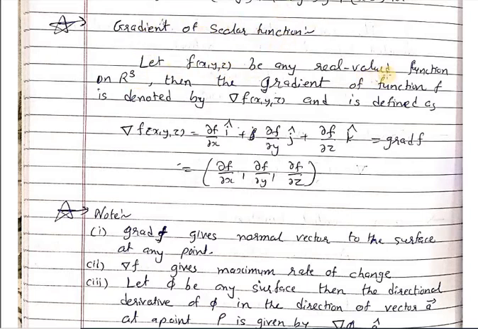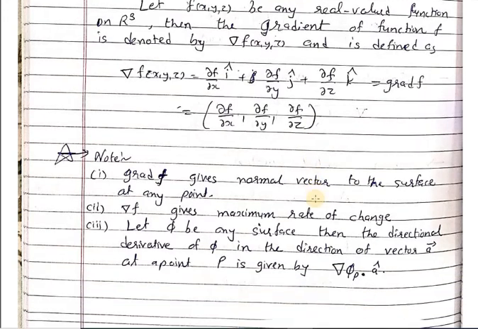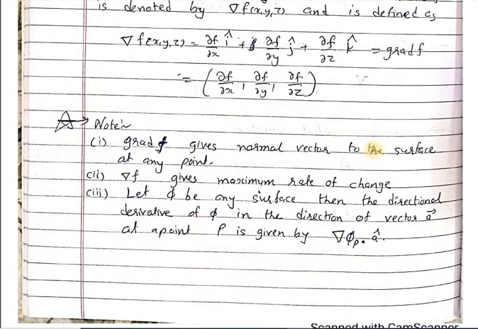Let f be any real valued function on R cube. Then the gradient of a function f is denoted by grad f, or it is also denoted by del f, and is defined as grad f equal to del f by del x into i plus del f by del y into j plus del f by del z into k, or in simple vector form it is written as (del f by del x, del f by del y, del f by del z). Note that grad f gives the normal vector to the surface at any point. That means the gradient gives a normal vector to the given surface f at any point of surface f.